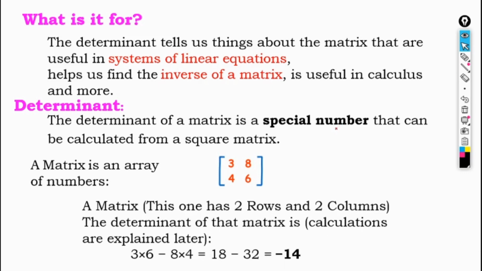So for the determinant of the matrix 3, 8, 4, 6, it will be 3 into 6 minus 8 into 4. That is 18 minus 32, which is minus 14. This is how we expand the determinant of a matrix.